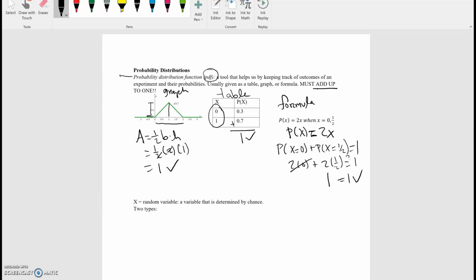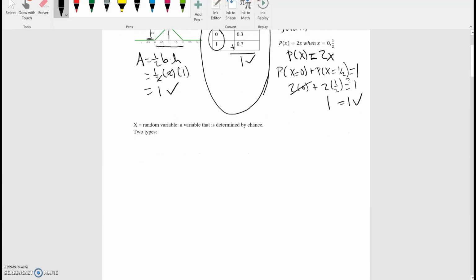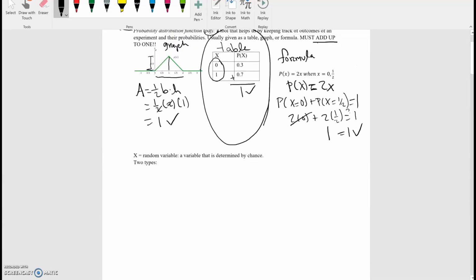However, the ones that we're really going to be working with right now are tables, because tables are super important and super easy to work with, right? So that's what we're going to start off with. Later on, we'll do graphs and formulas. So I noticed that I wrote the letter X here.